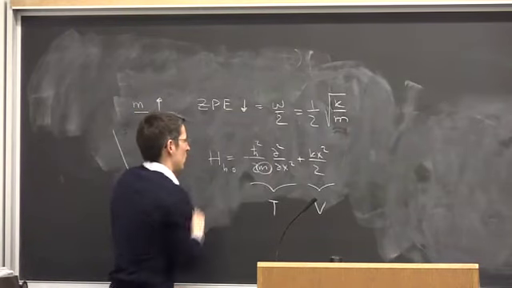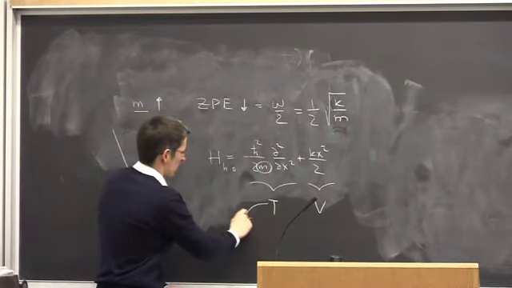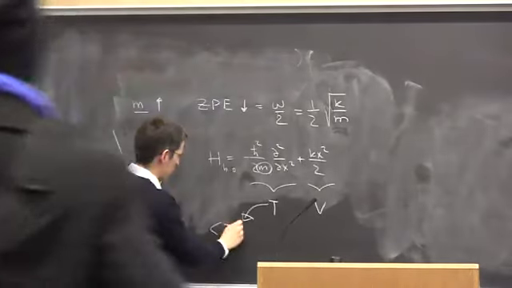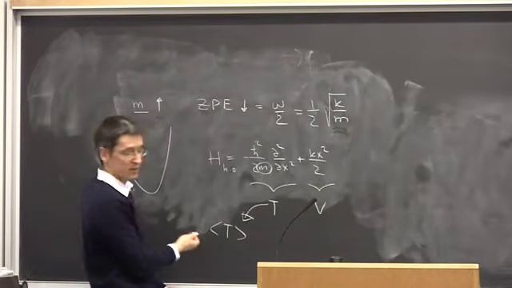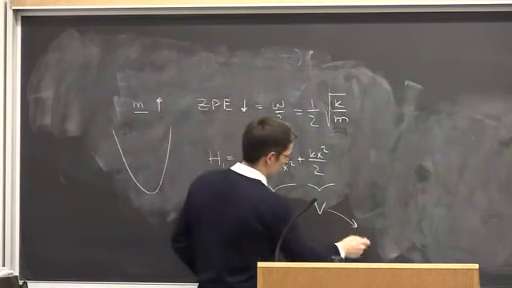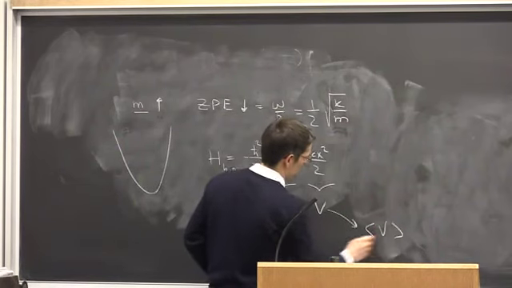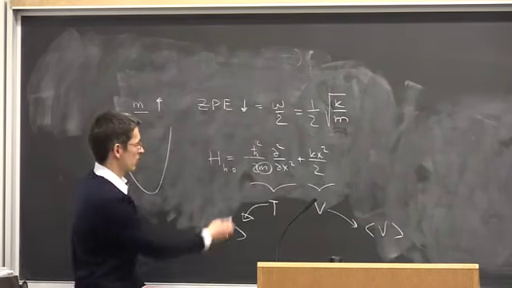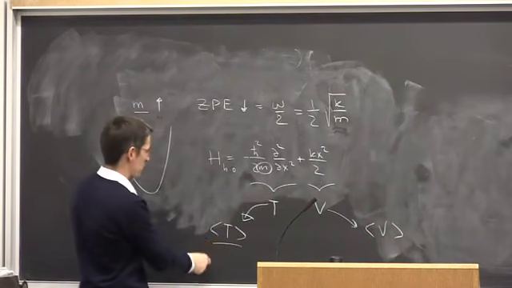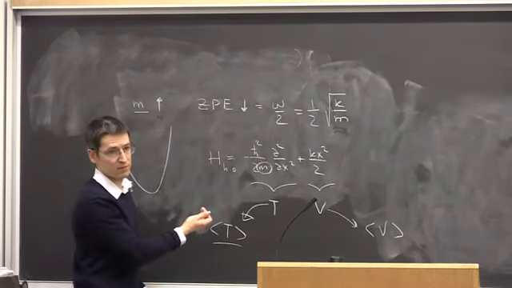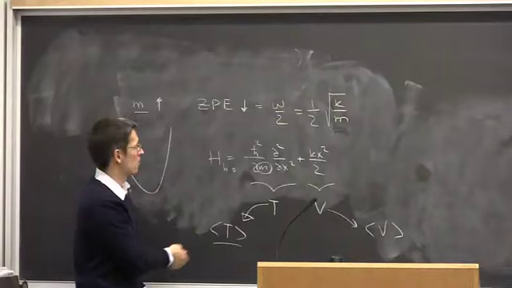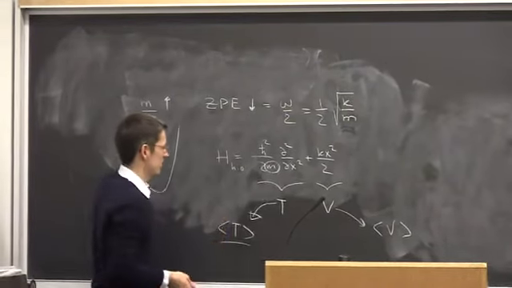Now, of course, if we average this with the wave function, it's kinetic energy. And if we average this with the wave function, that's potential energy. Now, you can see that kinetic energy will go down with mass, because mass is in the denominator.